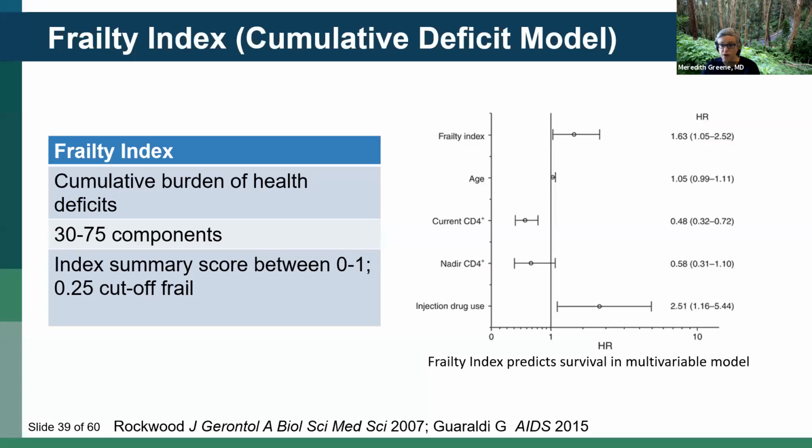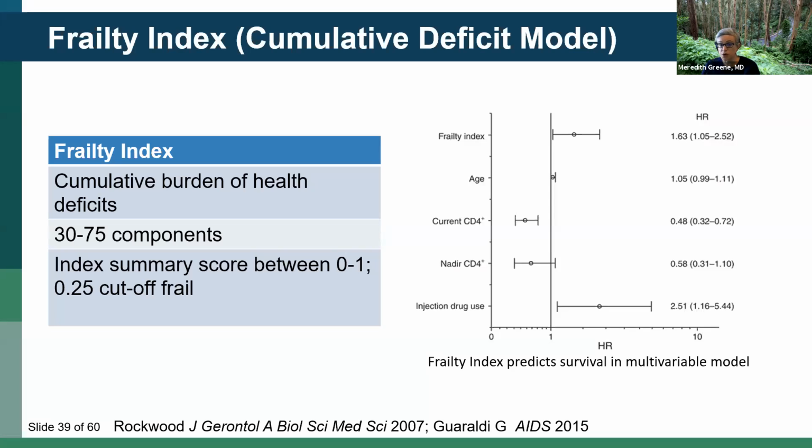They did various validation studies and found that to get the best prediction, you usually needed at least 30 components in the model. And essentially for each item, you have yes, 1, or no, 0, and you end up with an index summary score of all those things between 0 and 1, with usually a cutoff of 0.25 as being considered frail.